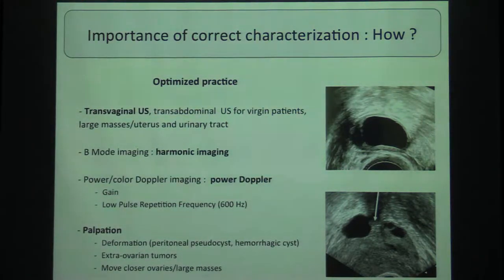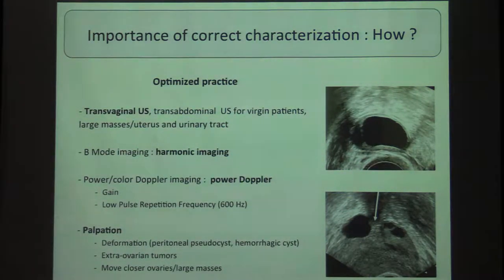First, we have to always do transvaginal ultrasonography when possible. Transabdominal ultrasound must be reserved for virgin patients, large masses, or for the analysis of the urinary tract. Then appropriate settings include the use of harmonic imaging, which is better to define the outline of the cysts, and power Doppler imaging, which is better than color Doppler imaging to detect slow flows.